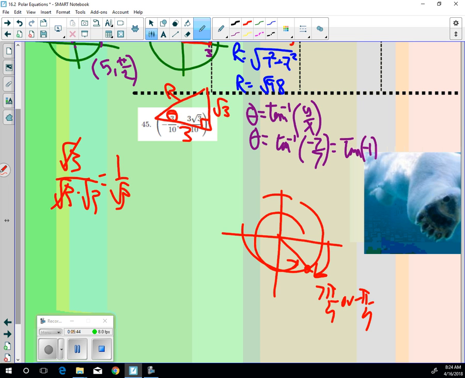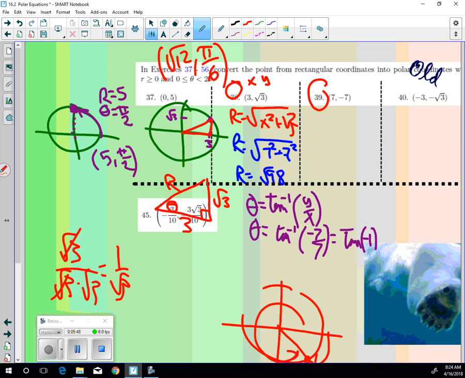So our answer for this one is going to be square root of 98, or 7 square root of 2, comma, negative pi over 4. Or you could say 7 square root of 2, 7 pi over 4, or square root of 98, 7 pi over 4. How many had something like this? Any questions on that one? You done, Emma?